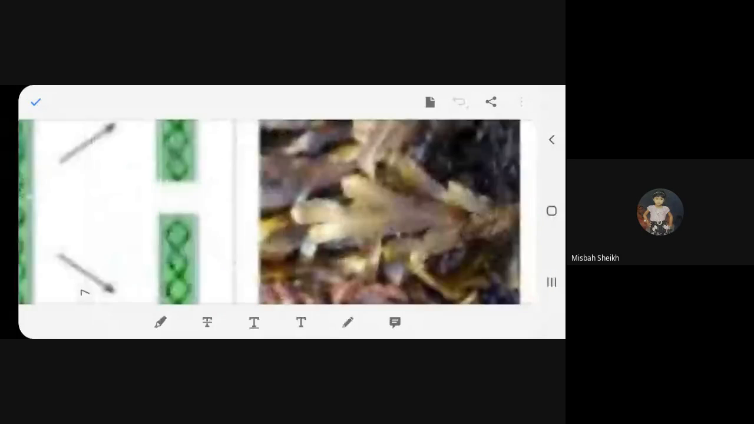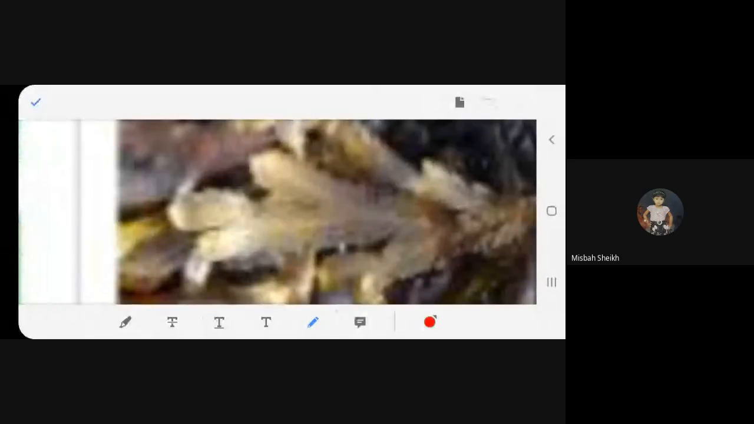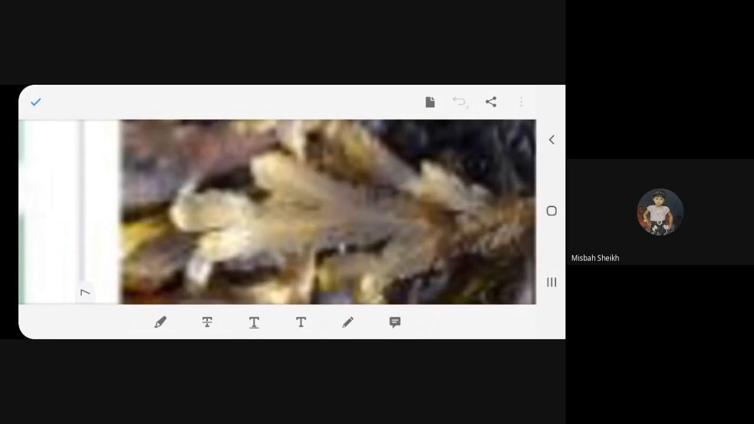Now we come to spores. Can you hear my voice now? These are the spores like this. And each spore will give rise to a new plant. This is spore formation.